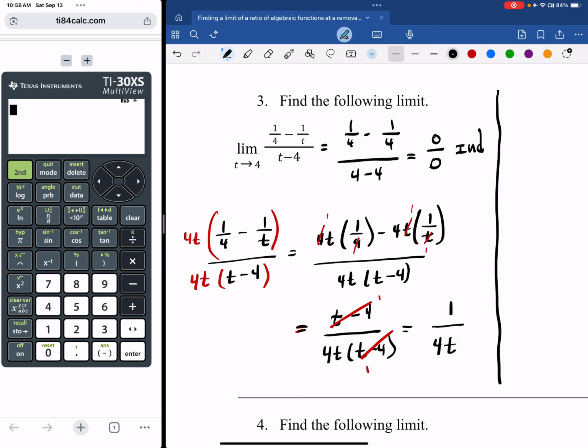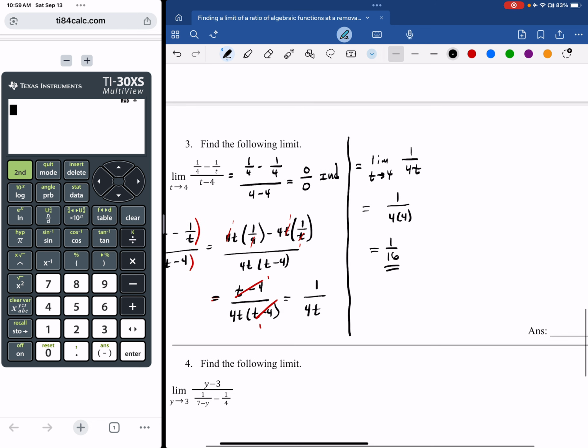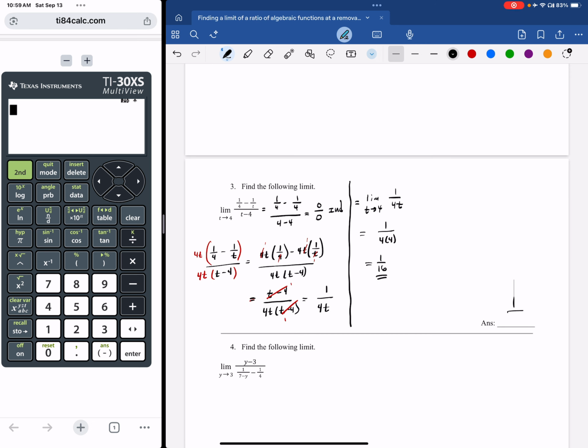Because this is a limit, we know that the function doesn't exist at 4. We care about what happens near 4. Instead of finding the limit as t approaches 4 of that original difficult function, we are actually able to plug it into the simplified function instead. So this is the exact same thing as finding the limit as t approaches 4 of 1 over 4t. We're going to try the direct substitution method. Wherever we see a t, we plug in a 4. So I'm getting 1 over 4 times 4, which would be 1/16. Because I got a number, that is my answer of 1/16.